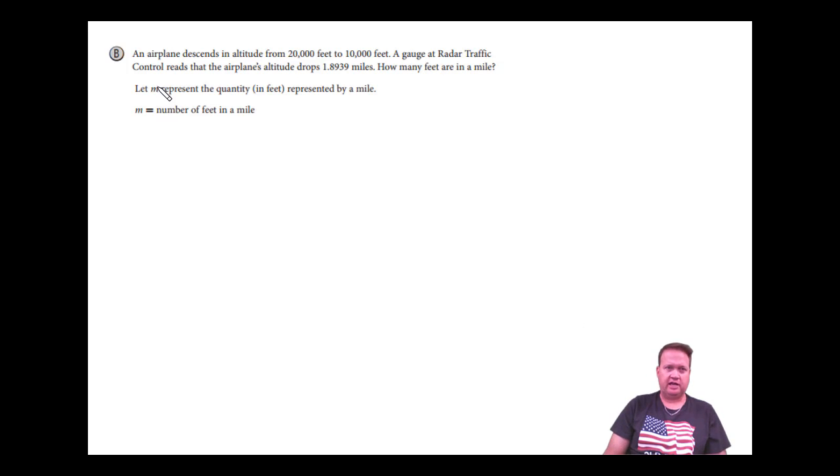Okay, let's take a look at example 2 about defining a variable. It says an airplane descends in altitude from 20,000 feet to 10,000 feet. So descends means to drop. If I make a very poor attempt at drawing an airplane, there it is, and then that airplane drops from 20,000 feet all the way down to, let's see if I can draw that same poor airplane again, oh, it's just wonderful, down to 10,000 feet.